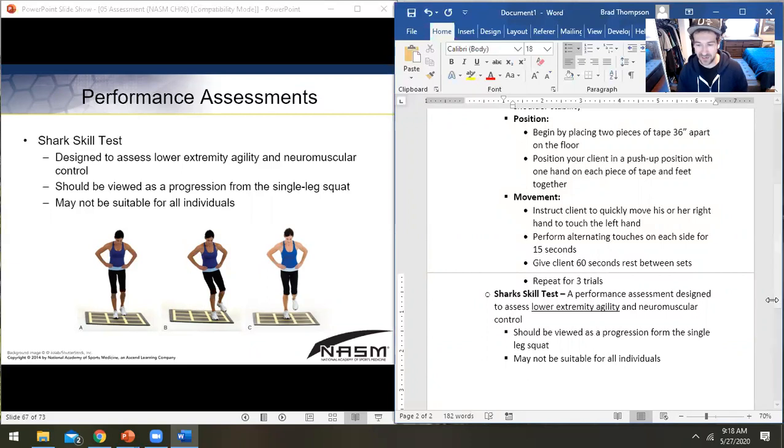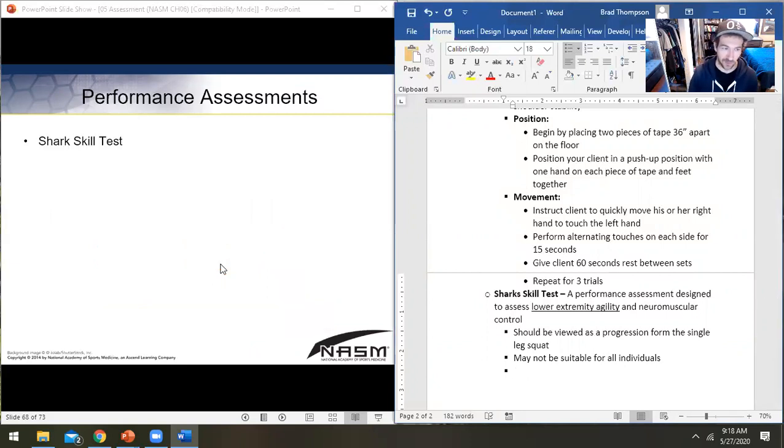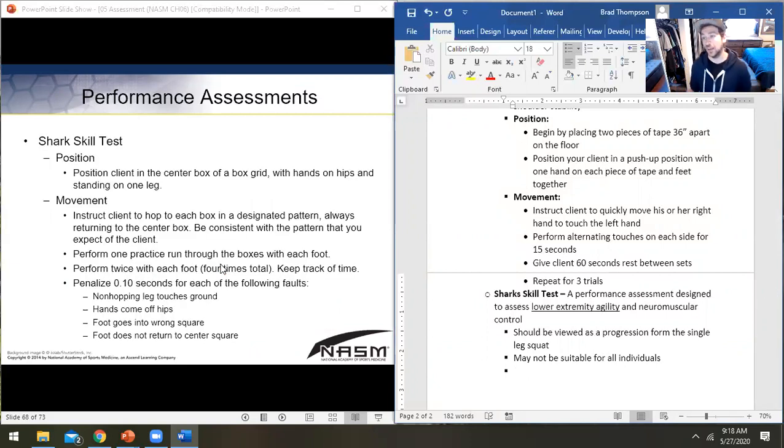It is a really high impact assessment, so we need to be aware of that. Again, if your client has poor ankle proprioception or really bad overactive, underactive muscles in the ankle, this could be really relevant to them.